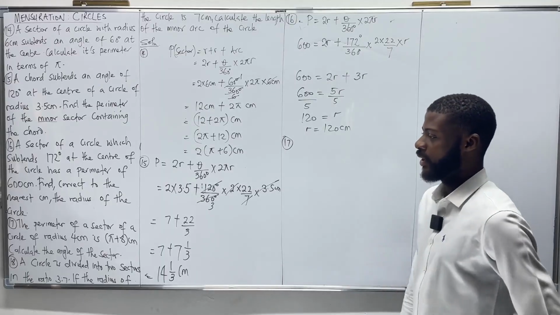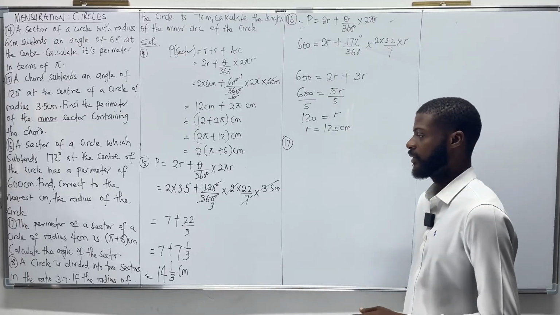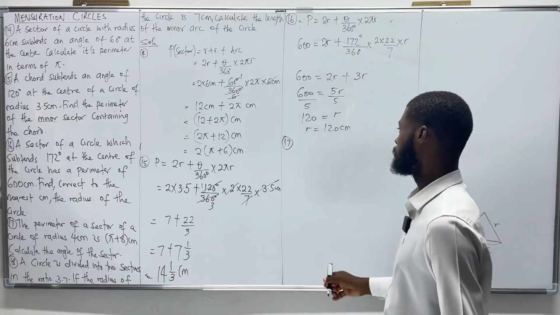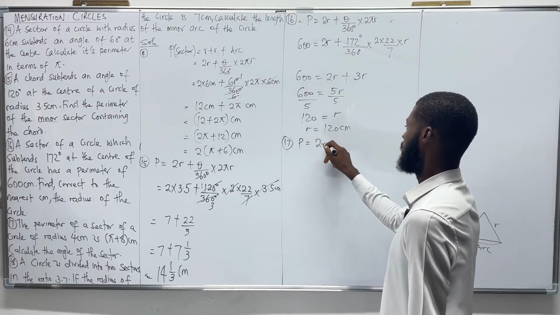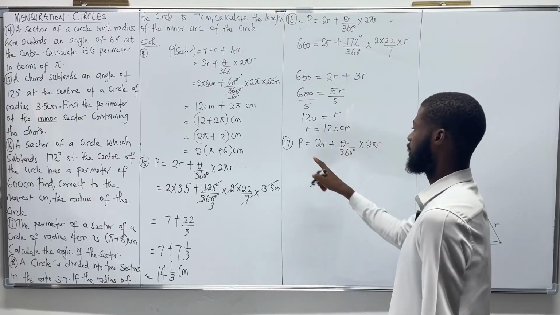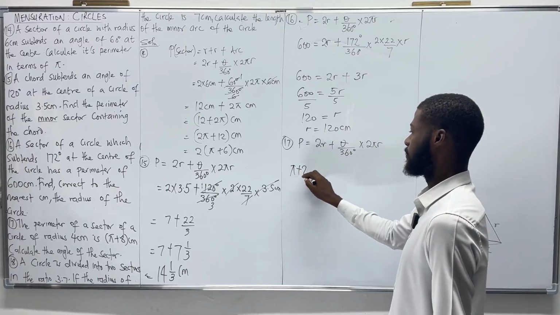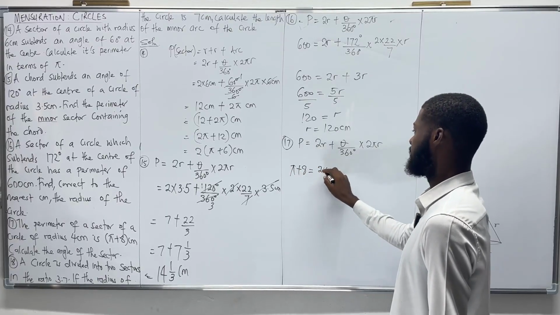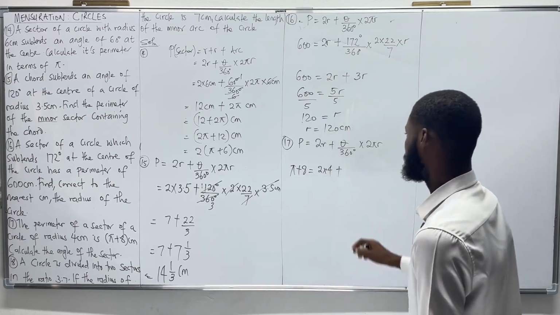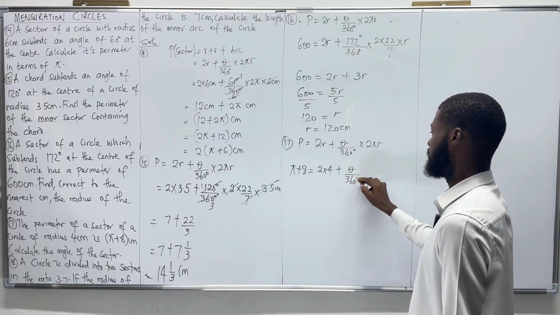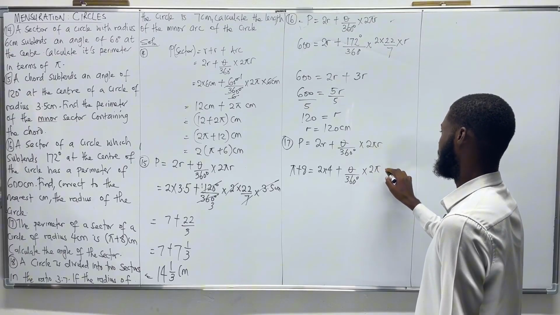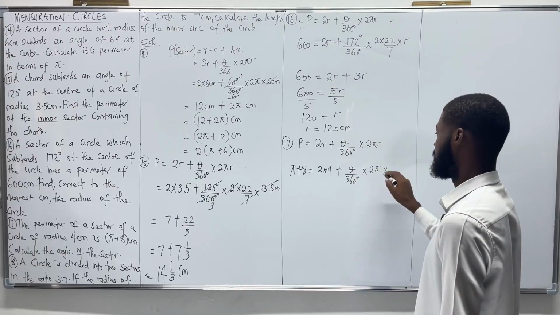Question 17. The perimeter of a sector of a circle of radius 4 cm is pi plus 8 centimeters. Calculate the angle of the sector. All right, so perimeter is 2r plus theta over 360 degrees times 2 pi radius. Now the perimeter is pi plus 8, equal to 2 times 4 because the radius is 4, plus theta over 360 degrees times 2 pi times the radius, which is 4.